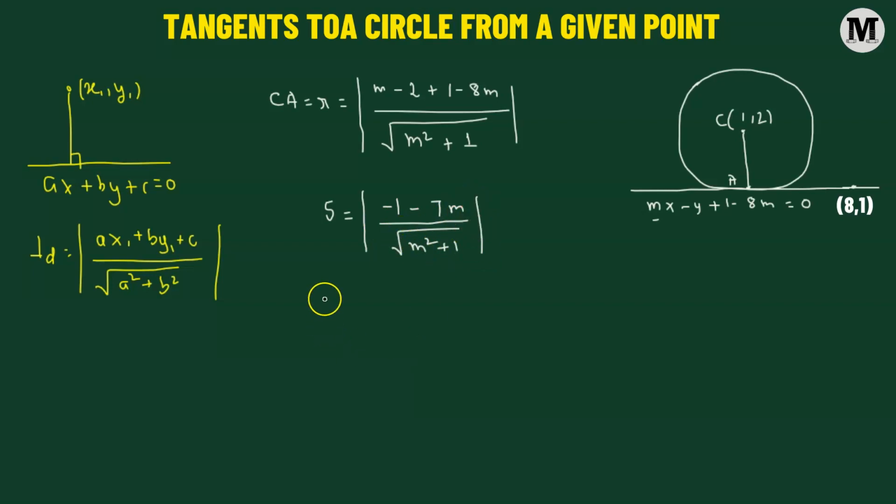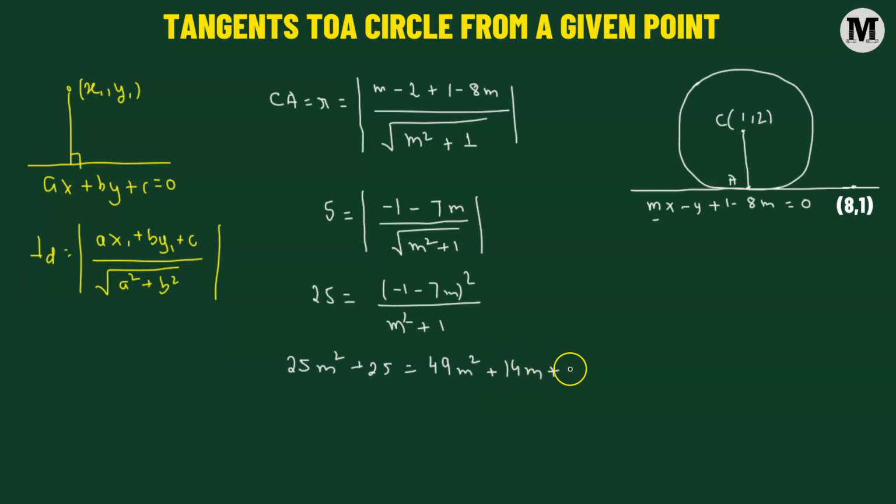Now we're going to square both sides to get 25 equals to (-1 minus 7m) whole squared divided by m squared plus 1. Cross multiplication gives us 25m squared plus 25 equals to, we have to expand (-1 minus 7m) whole squared to get 49m squared plus 14m plus 1. Now 49 minus 25, that's going to be 24. So we have 24m squared plus 14m. Then we have 1 minus 25, so that will be -24 equals to 0.